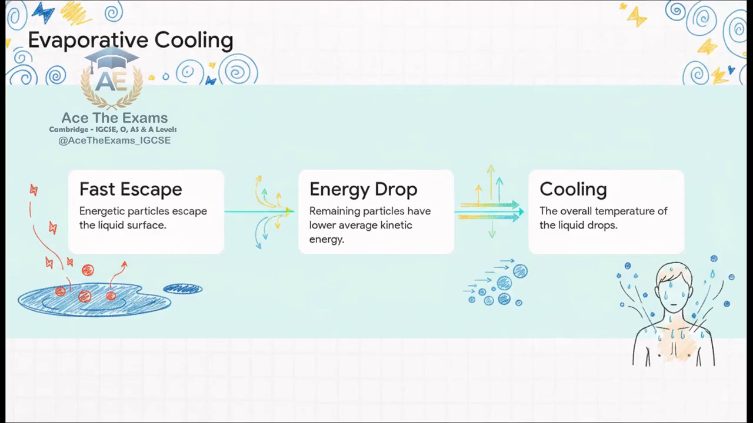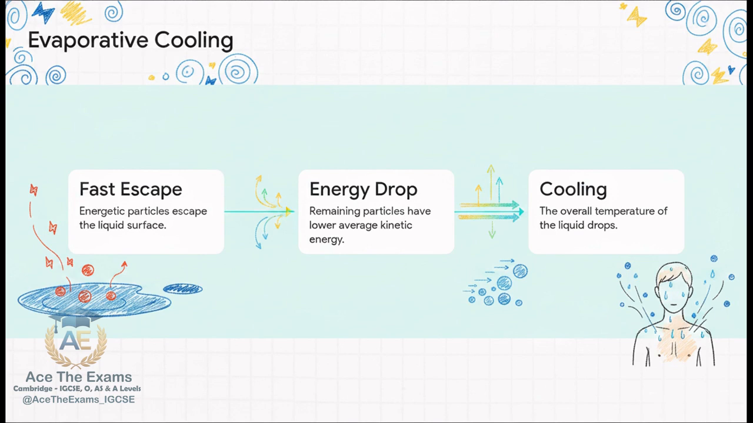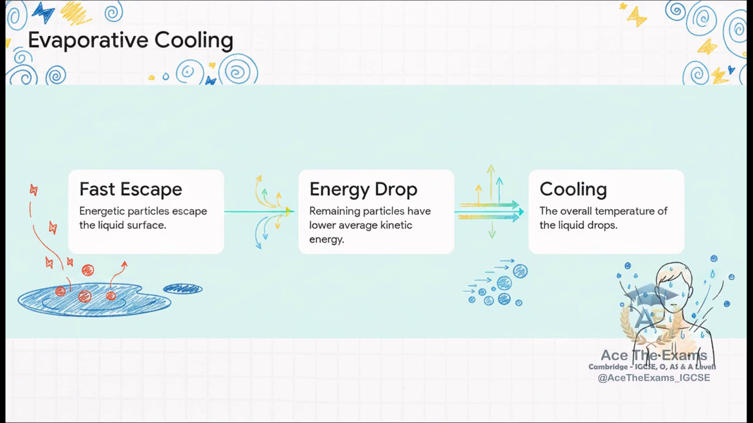Now, state changes don't just happen at the boiling point. They can happen below it too, through evaporation, which acts as a seriously powerful cooling mechanism. Let's walk through the microscopic steps here. Even in a lukewarm puddle, particles are moving at a bunch of different speeds. The absolute fastest, most energetic particles right near the surface have enough energy to break free and become a gas.